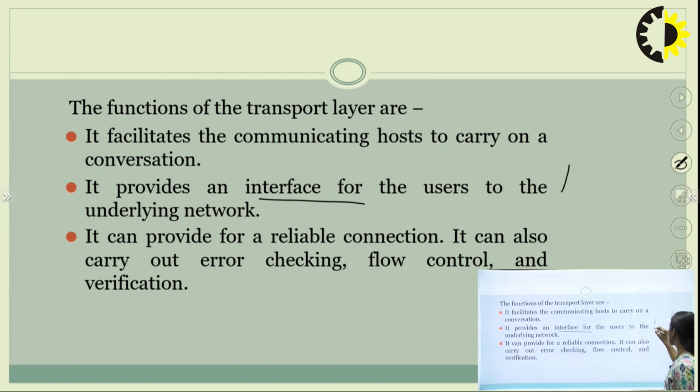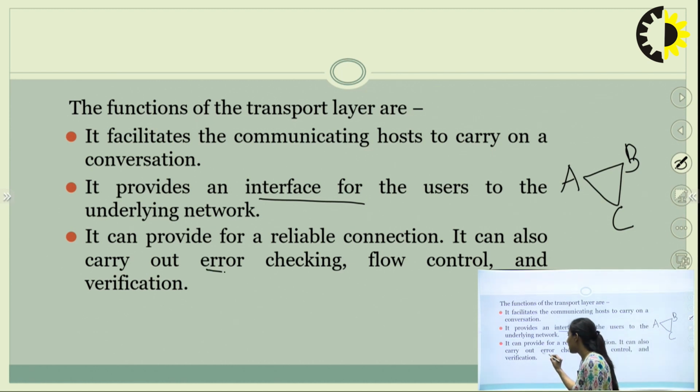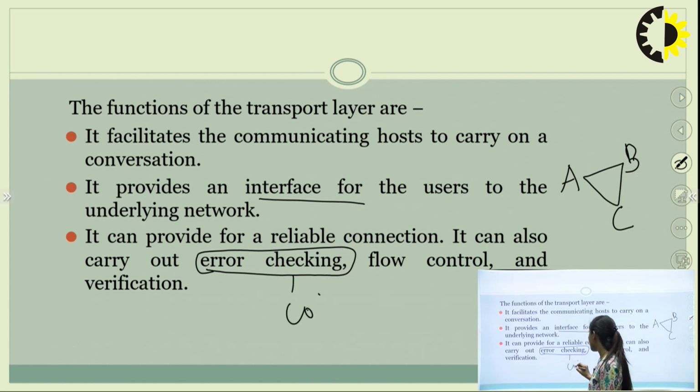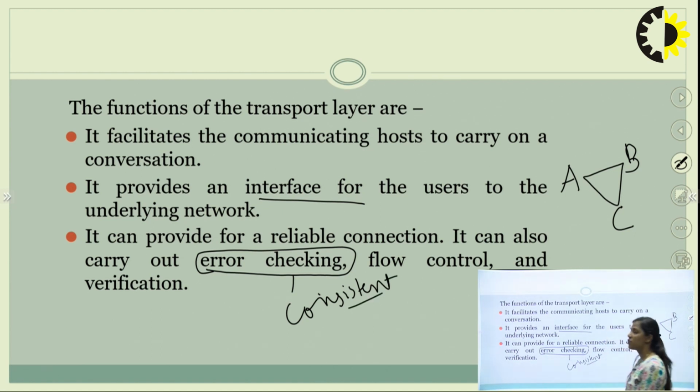If someone is transferring an amount from A to B and C, is there reliable connectivity or not? To check that connectivity, and to check for error-free data, that the data we have sent is the correct data, the flow control and the verification, all of these are involved under the transport layer. Its advantage is that we can check that the data is correct and consistent. It checks the consistency of the data.